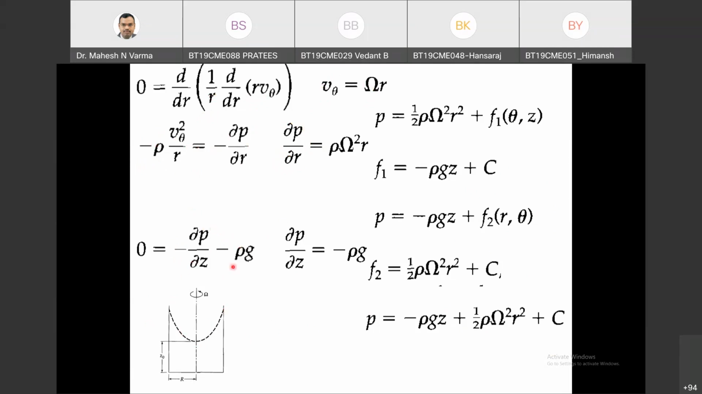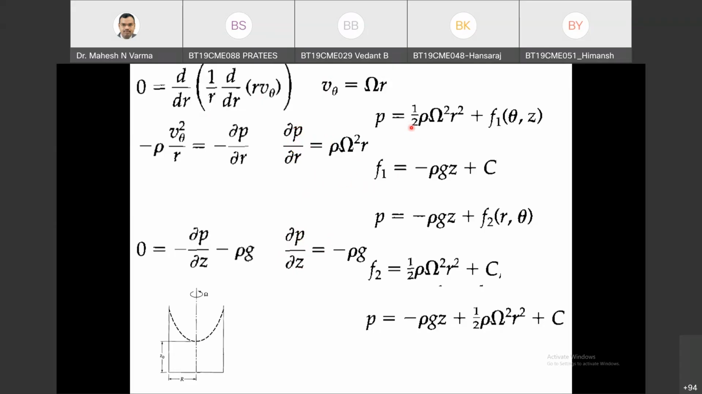Substituting this in the Z component, we are getting some variation of pressure with respect to Z. Now solving these two equations simultaneously. This is all mathematical information. You might have solved many problems like this in the past also. Now simultaneously I need to solve these two equations. This is also variation of pressure with respect to R, and this is also variation of pressure with respect to Z. So this is one method we have followed.